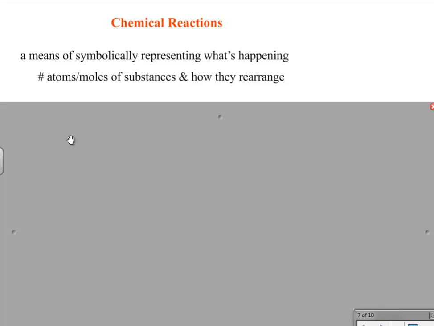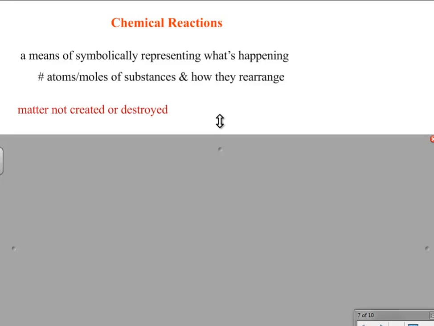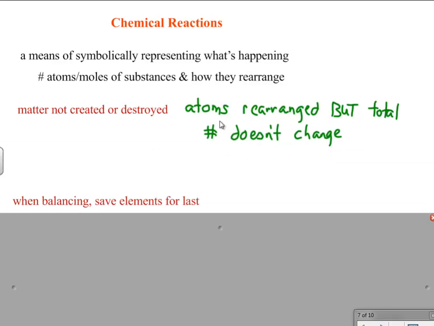Chemical reactions. So it means it's symbolically representing what's happening in a chemical reaction. It tells us the number of atoms or moles of substances and how they rearrange. We use coefficients in our chemical reactions to show how many of each molecule, atom, particle we have. The atoms don't get created or destroyed. The atoms just get rearranged and the total number remains constant. Conservation of matter.